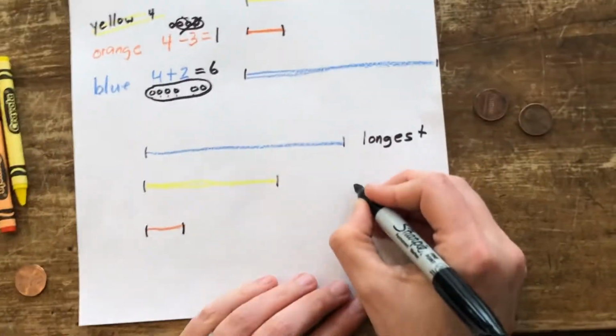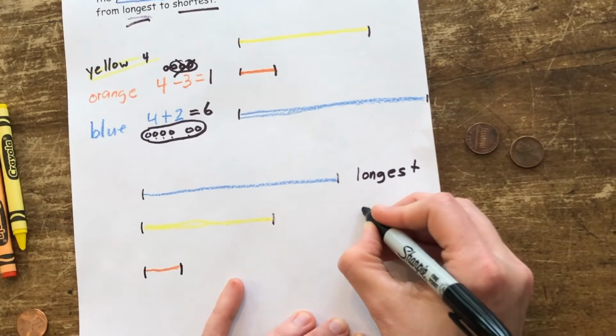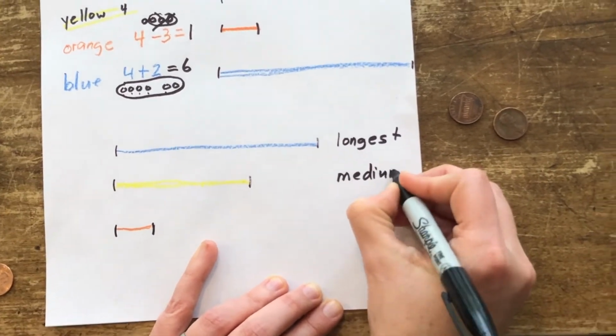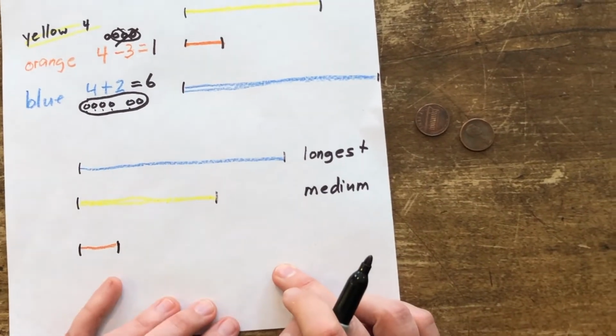L-O-N-G-E-S-T. The yellow line is our medium line. How do we spell medium? Yes, M-E-D-I-U-M. And that means our orange line is our shortest line.